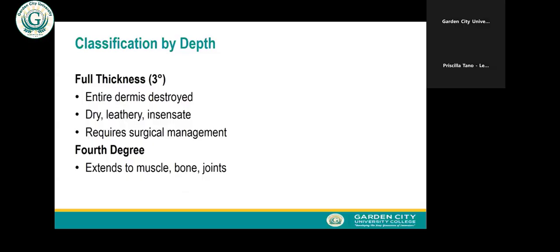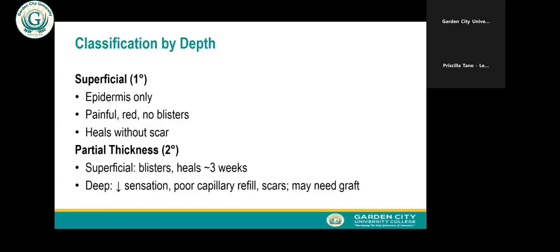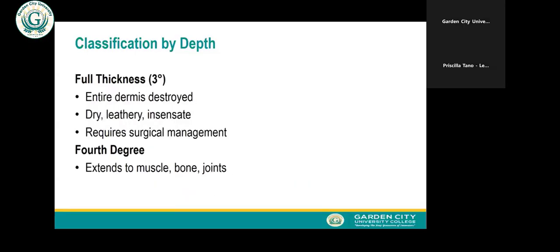Then we have the full thickness burn. The third degree, the full thickness burn. So the entire dermis will be destroyed. Blisters will be absent because it will cause more harm.